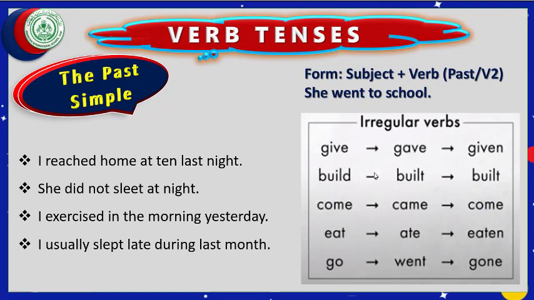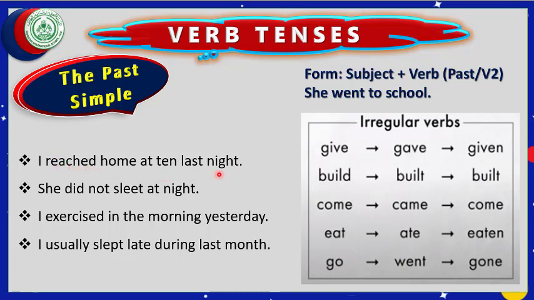We shall start the past simple today. The form of the past simple is: first there will be the subject, then the verb, and the verb will be in past tense. Past tense means its second form will be used. For example, she went to school. Some more sentences are given here in past simple tense.